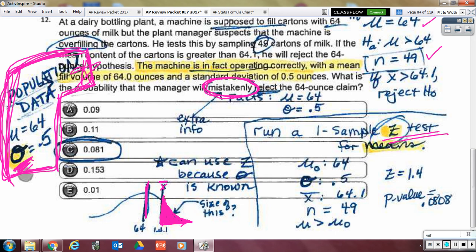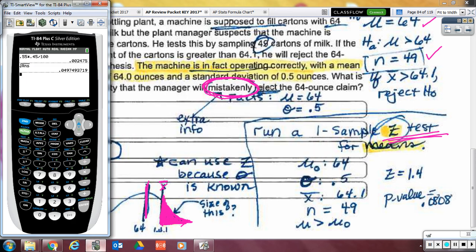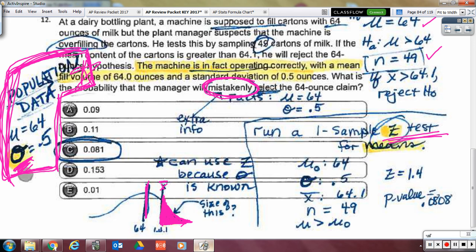Okay, so then you can go into your calculator, and if you go to stat, over to tests, the first one on there is a Z test. Number one is a Z test, and you can fill that in with your data where your mean is 64 and your standard deviation is 0.5. The sample that he will reject at is there with a sample size of 49, and if it's greater than. Okay, so the question then says, what is the probability that he will mistakenly reject a 64-ounce claim?